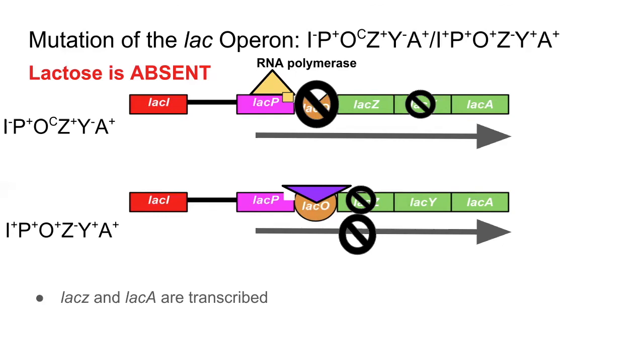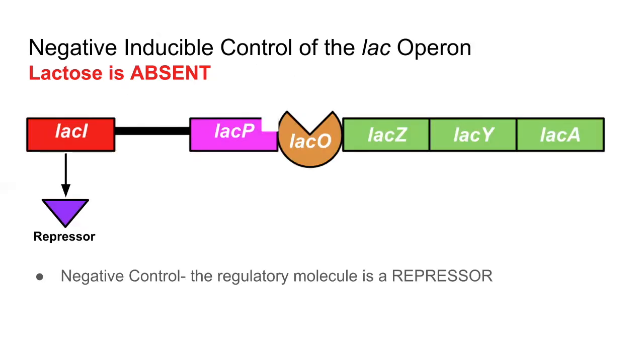None of the genes on the bottom operon are transcribed, so no functional protein products are produced from the bottom strand. Now we're going to go over different control methods of the Lac operon. First, we have the Lac operon under negative inducible control.